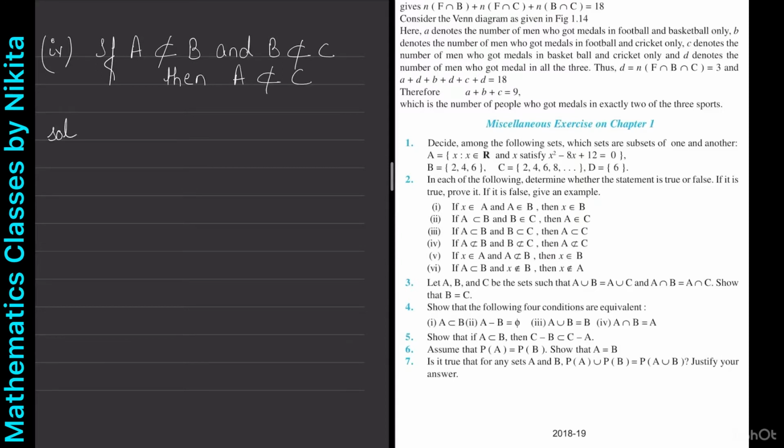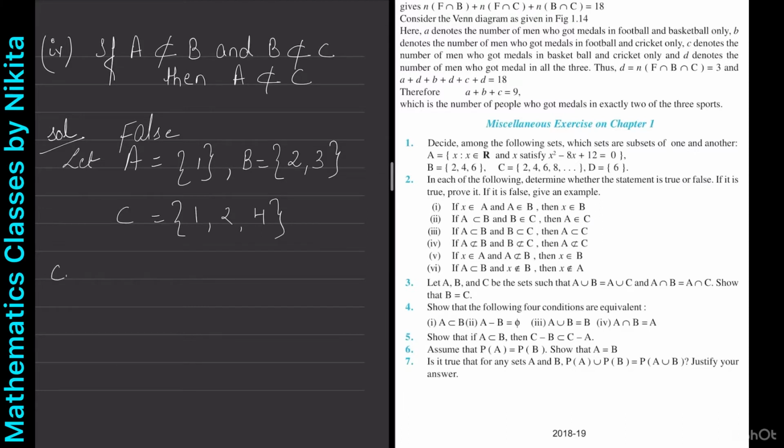So let us construct the sets. So let A be equal to, suppose I am starting with this. Now I want to construct B in such a way that A is not a subset of B. So let us put 2 and 3 in B. And I want to construct C in such a way that B is not contained in C but A is contained in C. तो A तो है, ठीक है, और B नहीं है. तो सपोज मैंने इसमें डाल दिया 2 and 4.